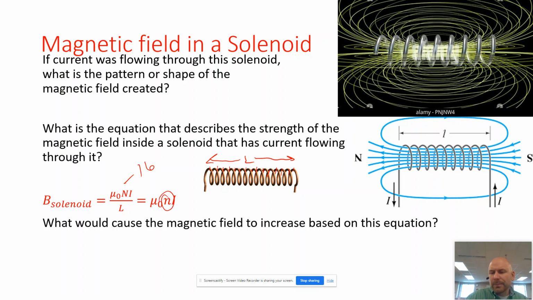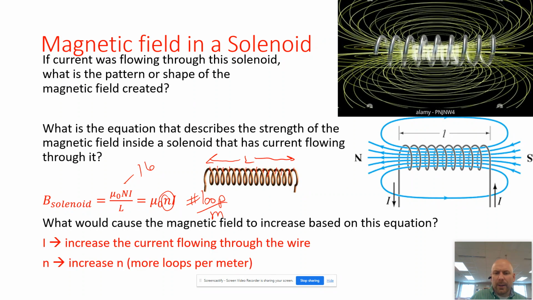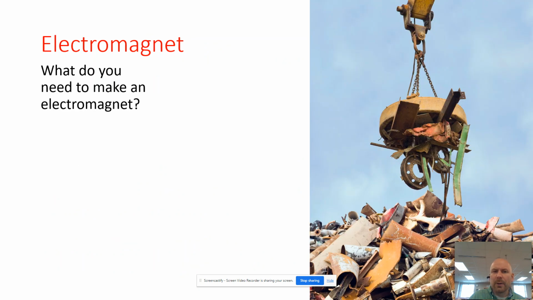A lot of times we just write that as a ratio of number of loops per meter, loops per unit length, is often how we do that. So how could we increase the strength of the magnetic field made by the solenoid? You could increase the current. You could also increase the number of loops per meter, more densely packed or on top of themselves.